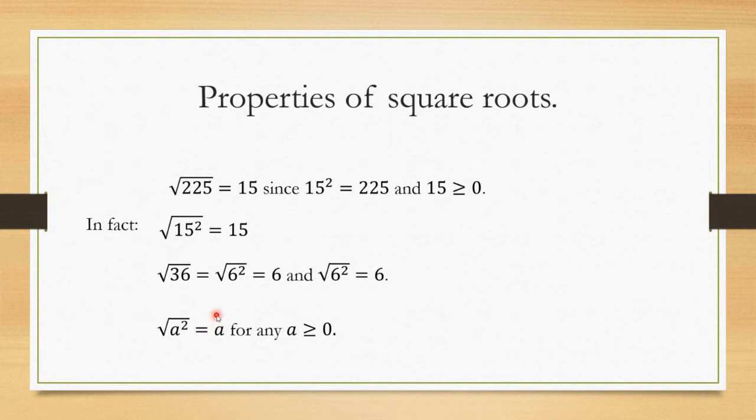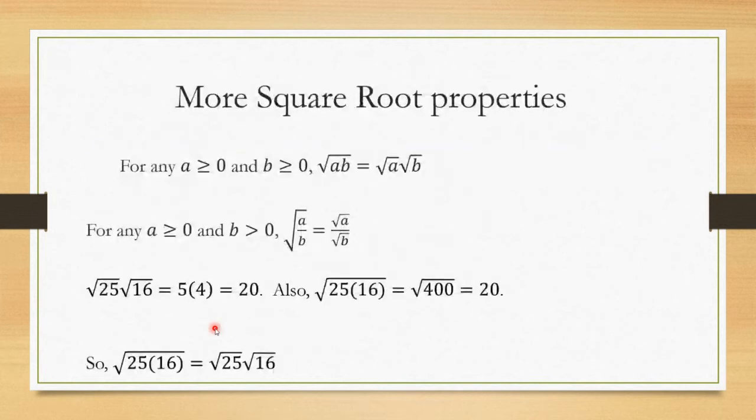No, excuse me, hold on. Taking the square root will undo squaring. That's what I should have said. So again, if I misspoke, I'm sorry about that. But that's what this is saying though. Okay. All right. So that's one property. Well, got ahead of myself.